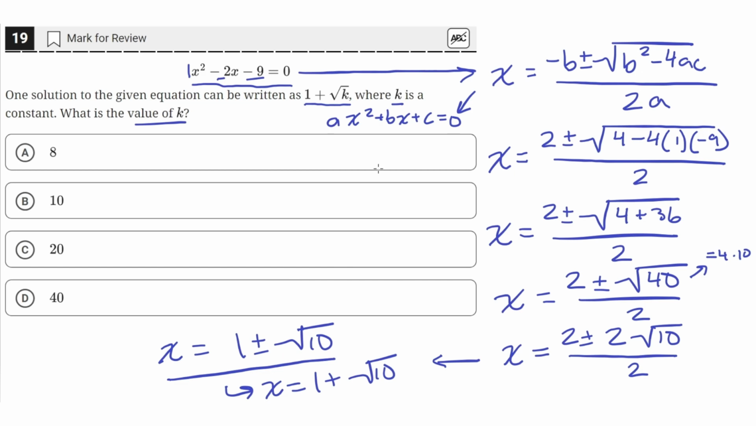So we have the 1 and the plus sign and the square root of some constant. So we can easily see that k here is 10, since k is the constant being square rooted. So that means k is equal to 10. So the answer choice that is correct is B.